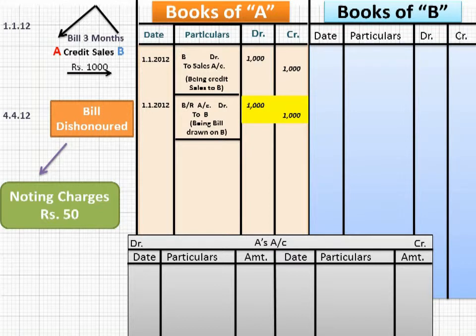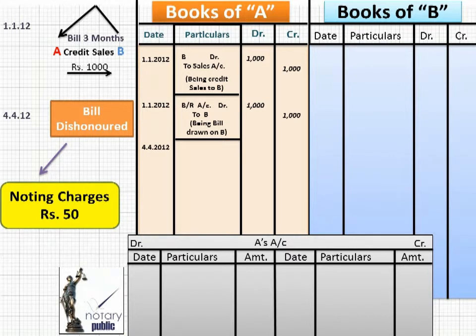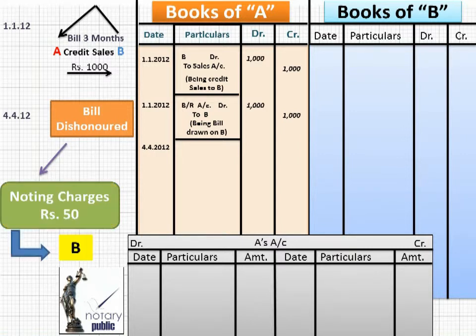And on 4th April 2012, you were the holder of the bill and you were waiting for B on due date, but the bill didn't come to your place for payment. It means the bill was dishonored. So what will you do? You will immediately rush to the court to meet notary public. And for all these formalities, you paid ₹50 as noting charges. You have paid ₹50 noting charges because you are the holder of the bill. But ultimately, this expense will be borne by B.